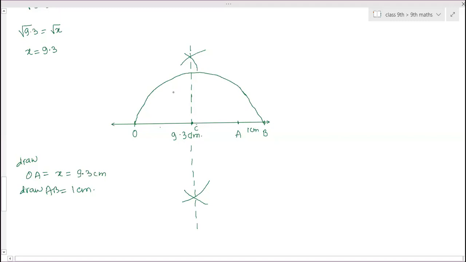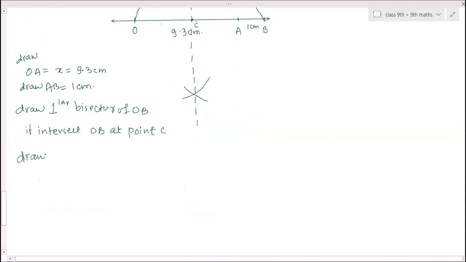So it has to pass through O and B. You have to draw AB. After that, draw the perpendicular bisector of OB. It intersects OB at point C. Then draw a semicircle with C as center and OC as radius.